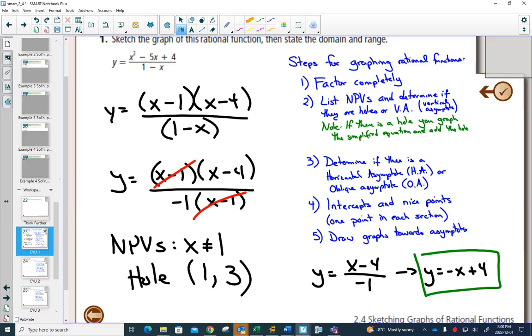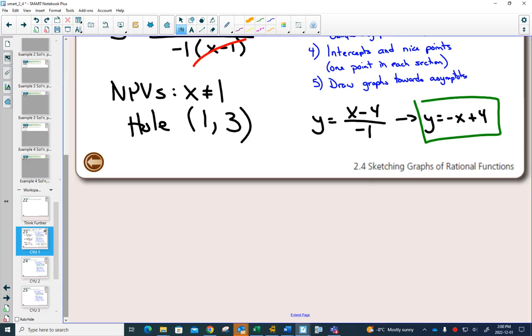Okay? Number one mistake in this unit is students see that the degree is bigger on the top than the bottom and think they need to find an oblique asymptote. But because it's simplified, your new equation is just a line. Lines do not have asymptotes at all. So we just go graph our line.